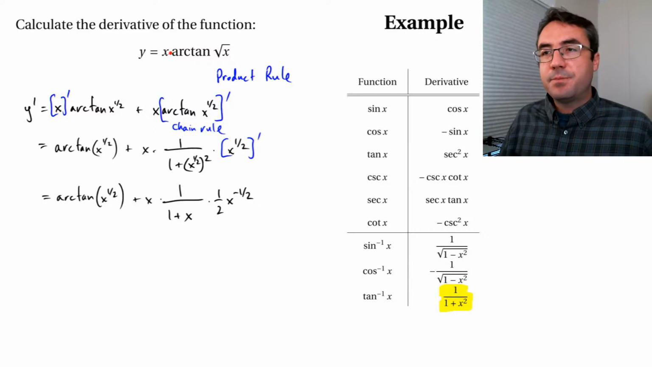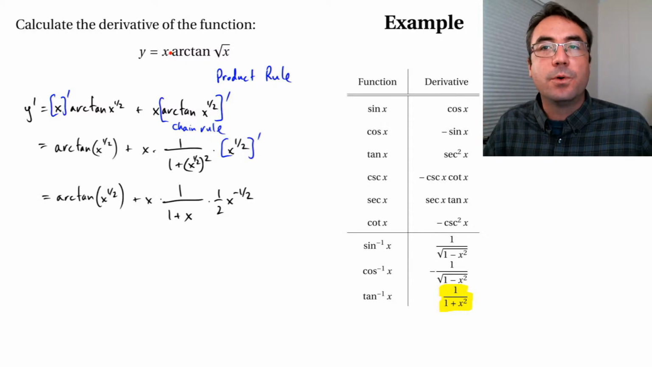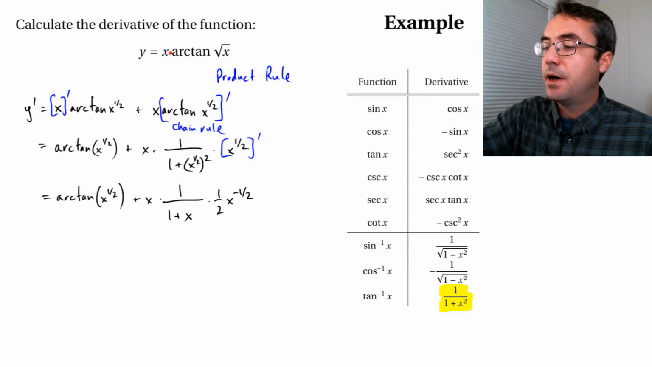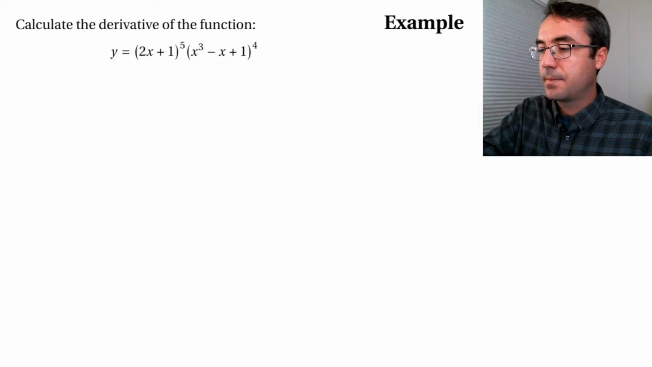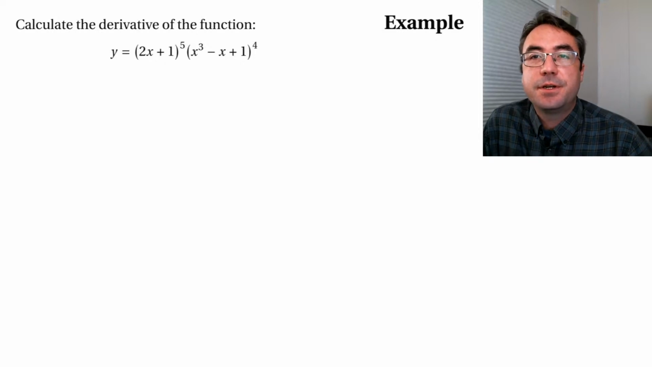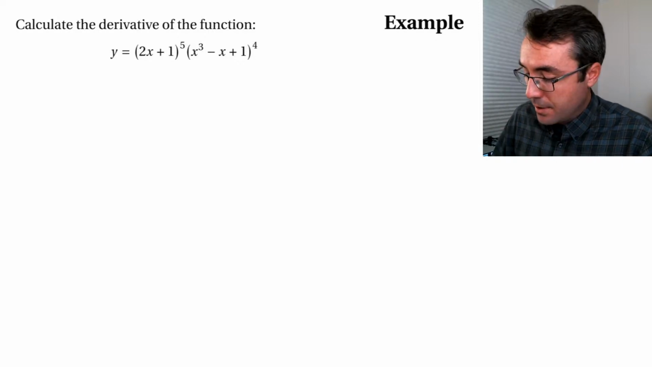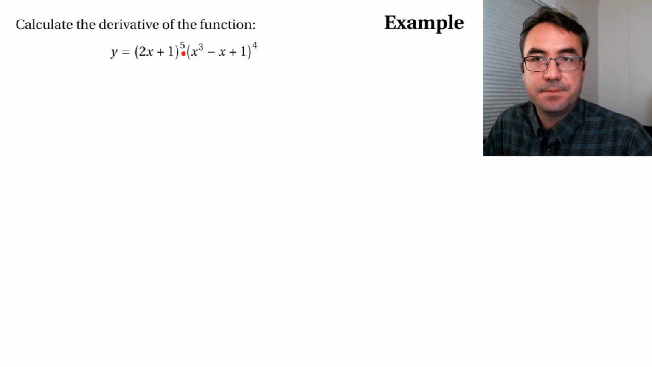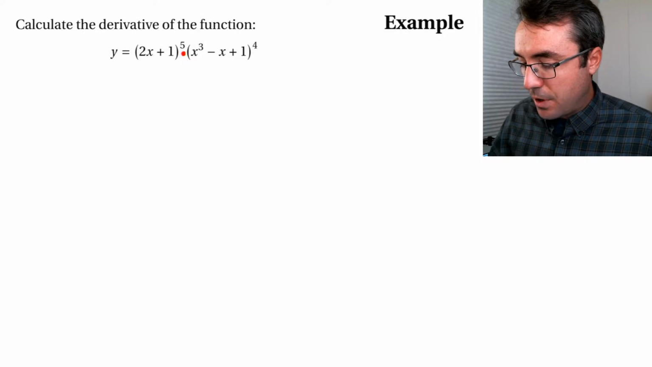So part of this learning outcome is really going to be just applying multiple rules. So for this one, we had to do product rule, then we had to do chain rule. Let's try another example also with product rule and chain rule. So we're going to look at the function (2x + 1)^5 times (x^3 - x + 1)^4. And when we look at this, there's multiplication right there in the middle. There's some x terms on the left, there's some x terms on the right. We have to use product rule.